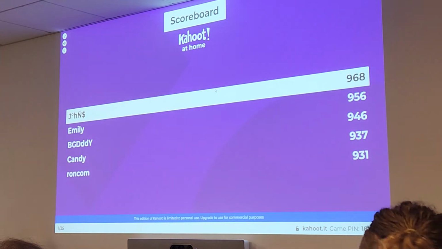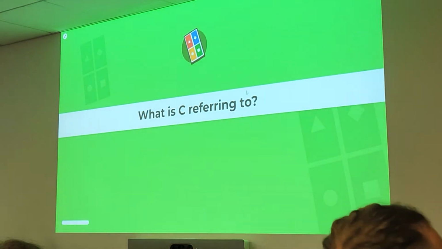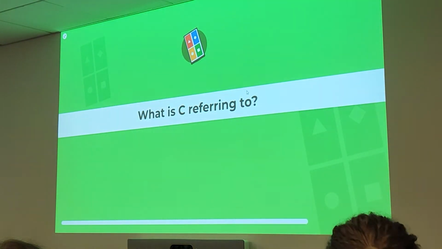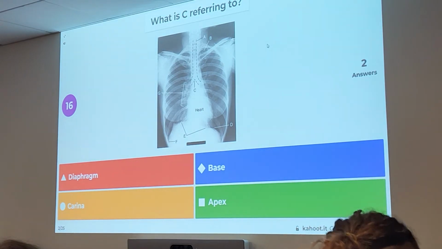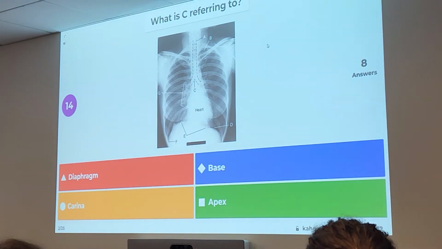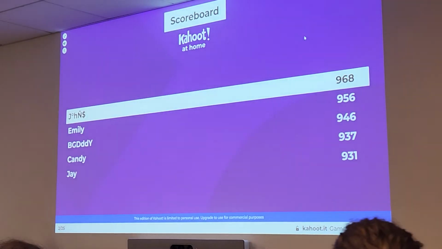All right, John, starting off strong at number 1. What is C referring to? Very good, the carina.